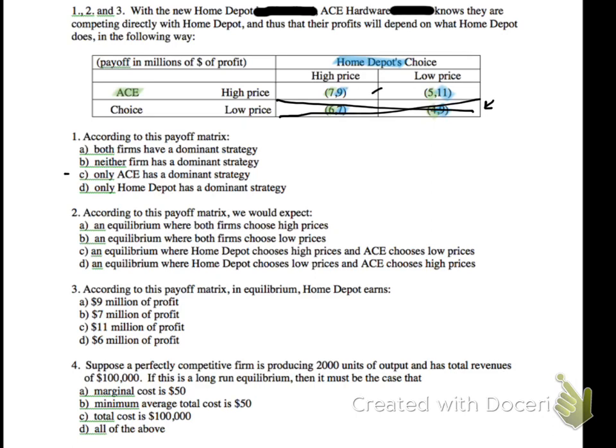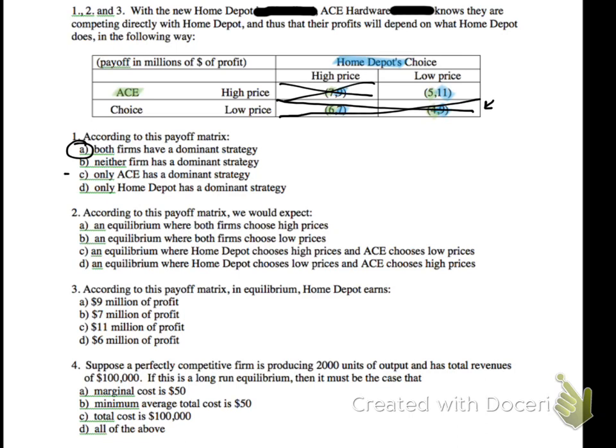Since 11 is bigger than 9, and it's bigger than both 9 and 7, they're not going to choose this option, because they'll make more money here. So pretty much they both have a dominant strategy. It's better for Home Depot to have lower prices because both 9 and 11 are bigger than this 9 and 7 here for those choices. So now that we've seen that, both firms have a dominant strategy, so that is the first answer choice here.